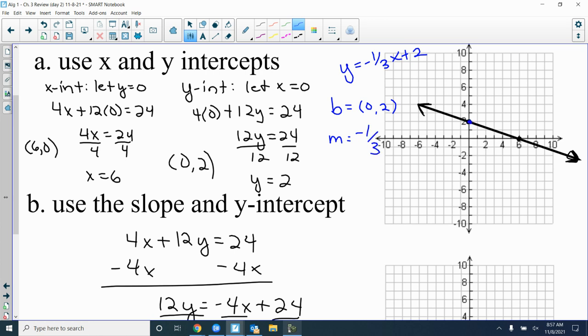So that means you start at (0, 2) for this one. To get to the next point, the 1 means you go up or down. The 3 means you go left or right. So I can go down 1, and then I go 1, 2, 3 to the right, and that's got to hit right on that line. Then I go down 1, and 3 to the right, it hits again. Down 1, 3 to the right. And then I can go up 1, but this time I go to the left. So I have the same line as before.